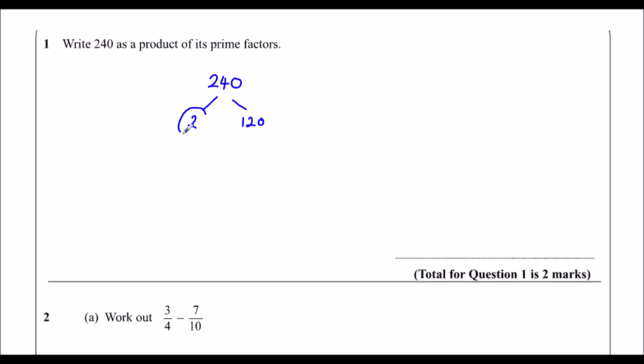And 2 is prime. 120 can be broken down again. So let's call that 2 times 60. 60 is 2 times 30. 30 is 2 times 15. And 15 is 3 times 5.